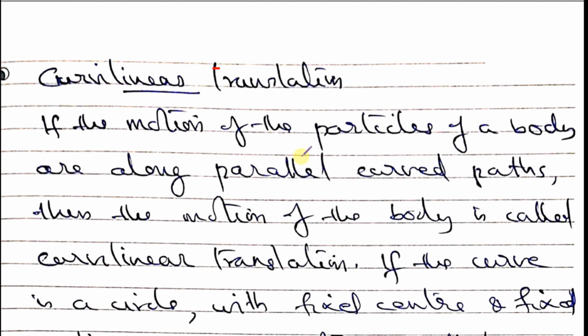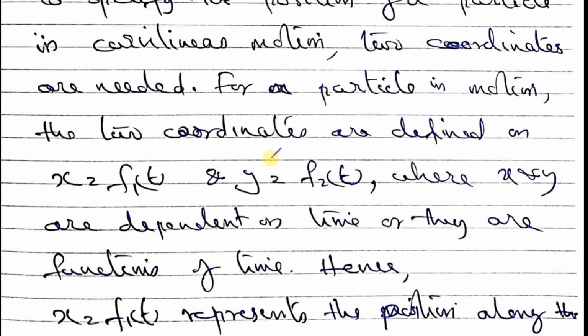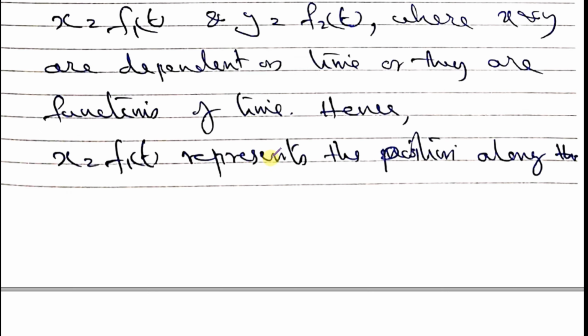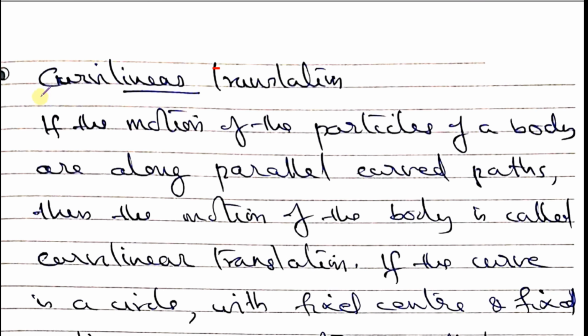This video is to explain the curvilinear translation of a body. Curvilinear translation. So what do you mean by curvilinear translation? Say if the points of a body or the particles of a body move along parallel paths, that type of motion is called translation.